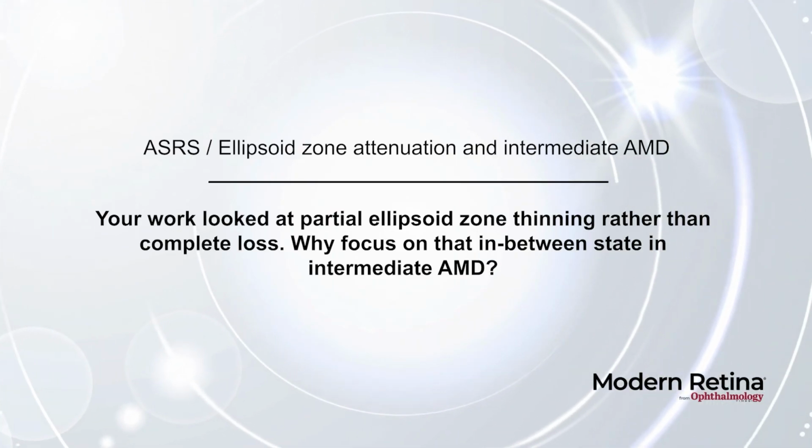Two reasons. One is that it is an earlier stage of disease, so not everybody with intermediate AMD has total EZ loss, but a lot of them, if they have a certain amount of drusen, have early outer segment thinning or this partial EZ loss. And that allows us to get a better understanding of population behavior and of who we would want to include in clinical trials.